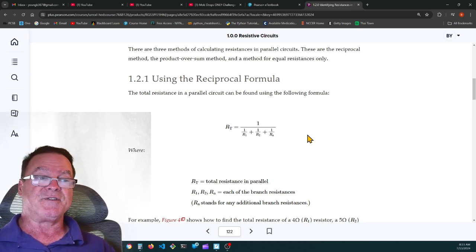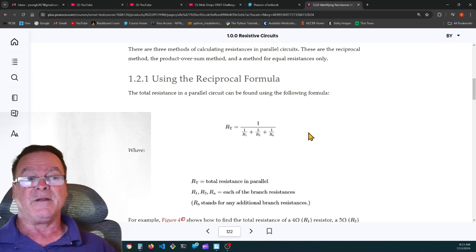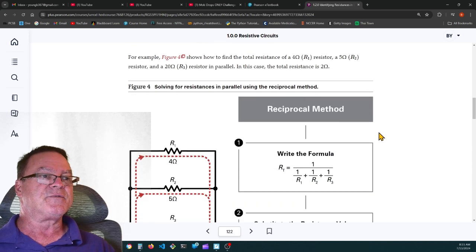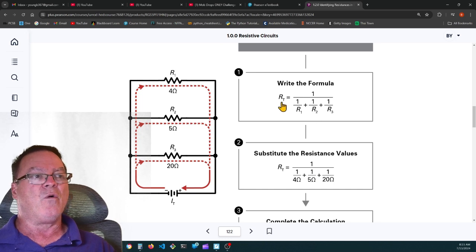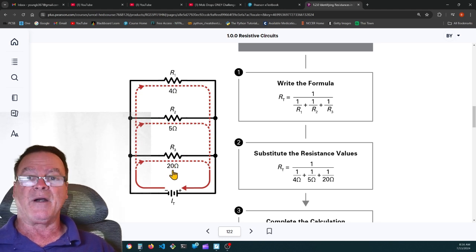If you have three resistors in parallel, you'd have to do product over sum with two of them and take the result and use that with the third resistor, doing the product over sum method again. So with the reciprocal method, you only have to do it once. Here's the reciprocal method. The formula is the total resistance equals 1 over R1 plus 1 over R2 plus 1 over R3. They have three resistors in parallel: a 4 ohm, a 5 ohm, and a 20 ohm resistor.